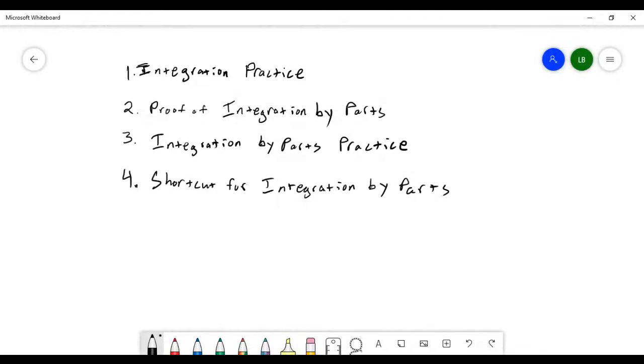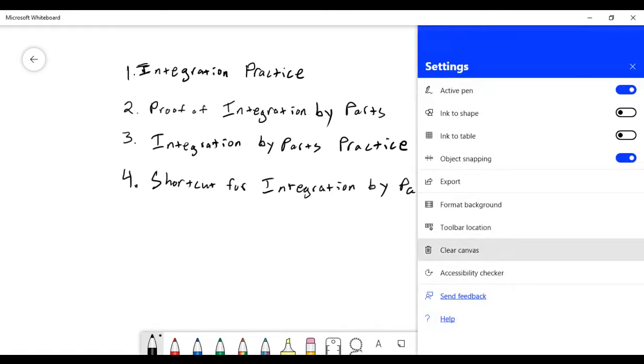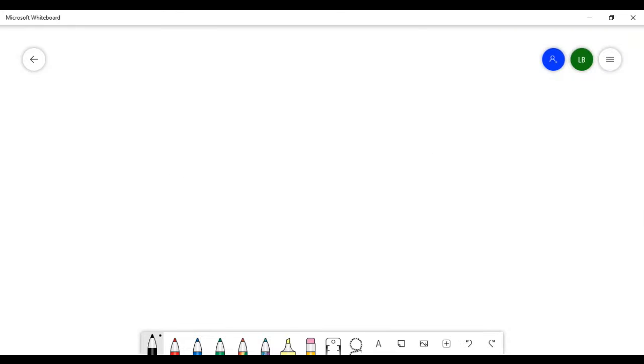This week, I'll go ahead and share my screen. There we go. This week we'll be talking primarily about integration by parts, and we'll also kick it off with some practice of various integrals. We'll go ahead and get started. Let's start with some integration practice, and we'll start with one example, which is the integral of 1 over 1 plus e to the x.